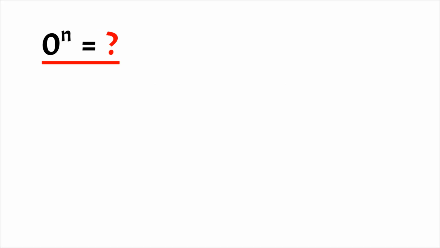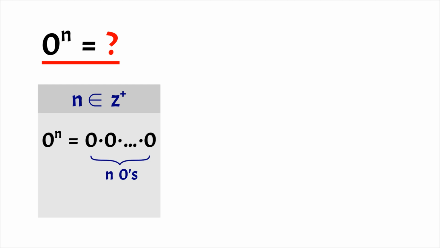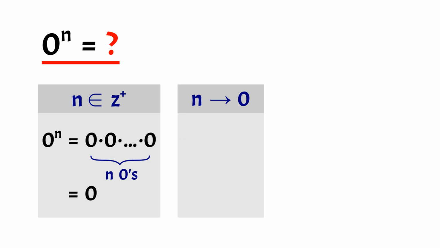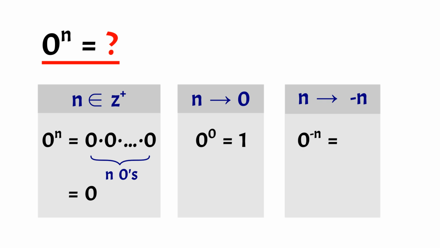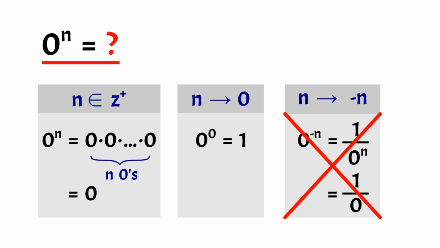Second observation. In this case, if the power is positive, 0 to the n is just multiplications of zeros, hence equals 0. But if the power is 0, that means we have 0 to the 0 is equal to 1. Lastly, if the power is negative, so we have 1 over 0 to some positive power, we have division by 0, which is undefined. Thus, we have 3 different results for 3 different situations.